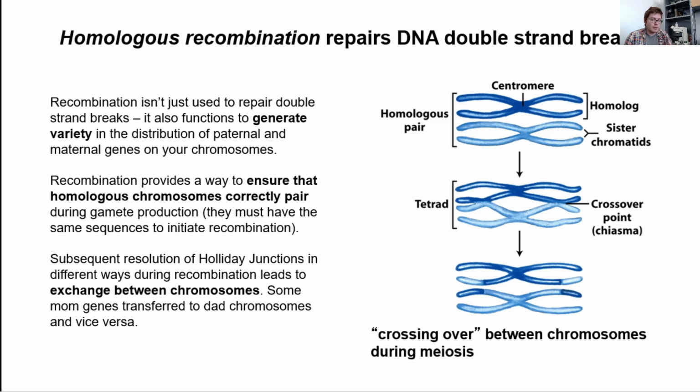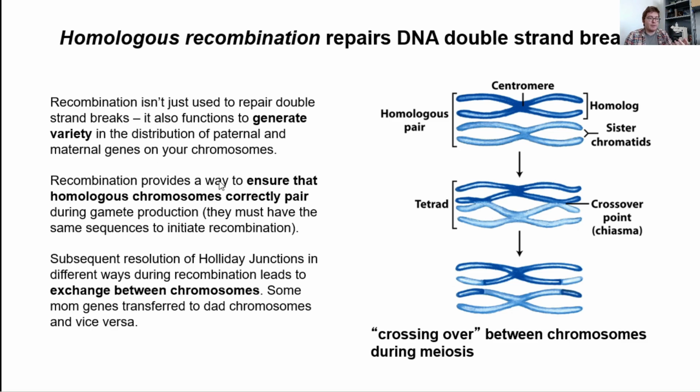If you aren't allowed to exchange alleles between the two chromosomes, then when you produce gametes to make offspring, all your chromosomes are either going to look exactly like your dad's or exactly like your mom's. And what you'd actually like to do is to kind of shuffle up some of those alleles. And so recombination provides a way to do this by generating variety in the distributions.